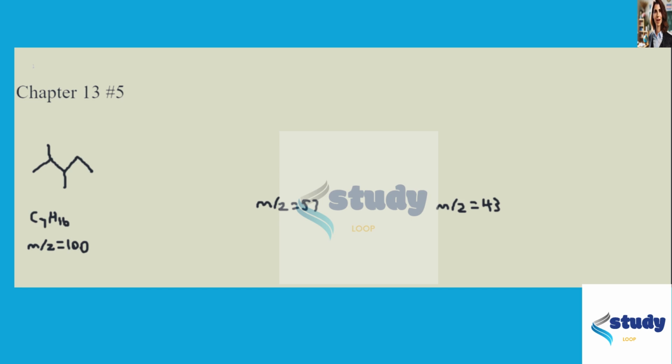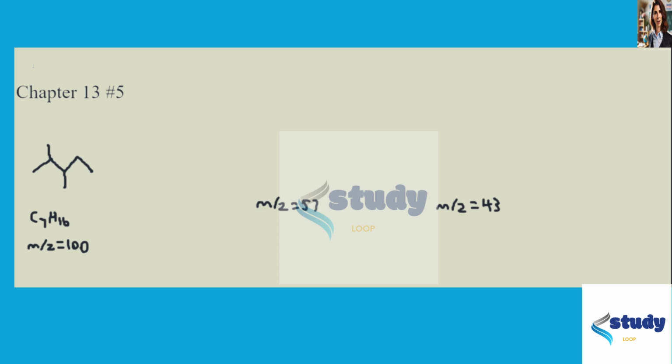This is the answer to Chapter 13, problem number 5 from the Smith Organic Chemistry textbook. In this problem, we're told that the mass spectrum of 2,3-dimethylpentane also shows peaks at m/z 57 and 43. And we are asked to propose possible structures for the ions that give rise to these peaks.